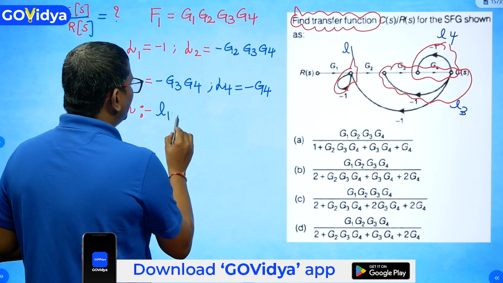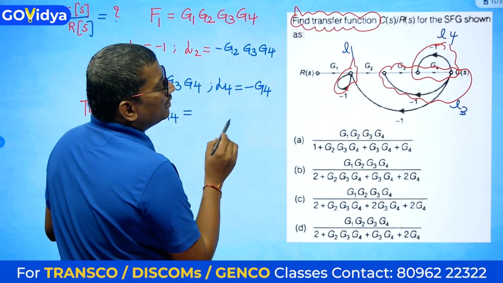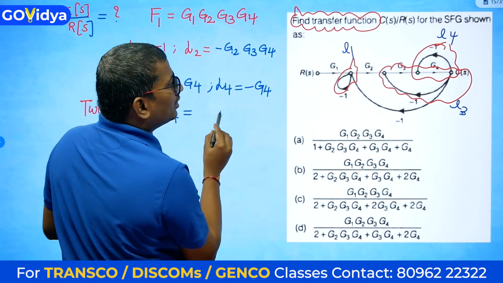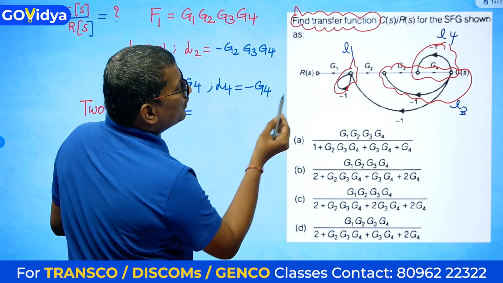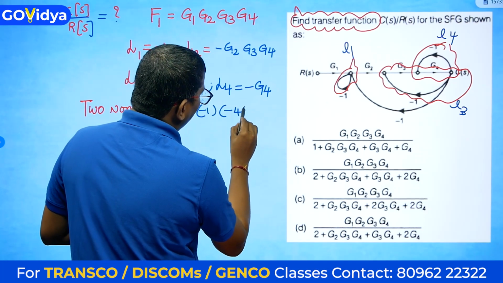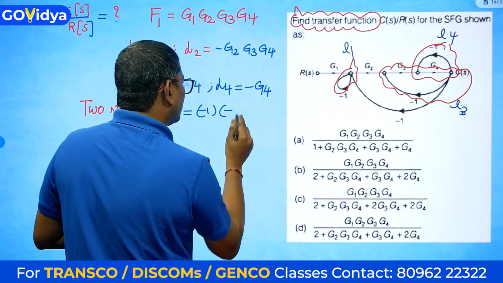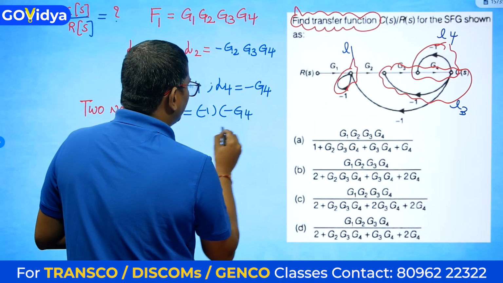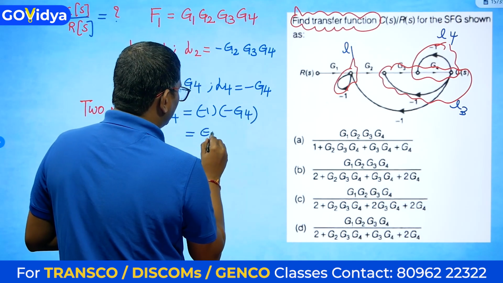L1, 4. How much is this L1, 4? L1, 4 ka gain product, how much? So minus G4 into minus 1, minus 1 into minus G4. Minus G4, which is nothing but what? G4.